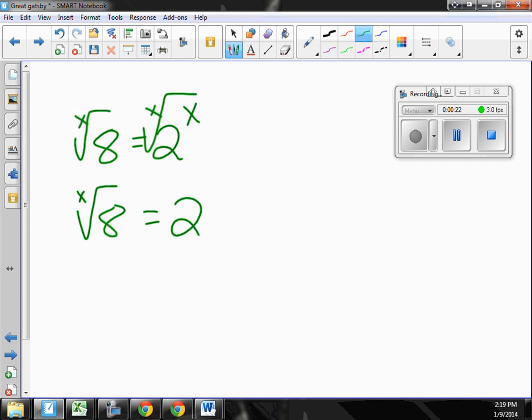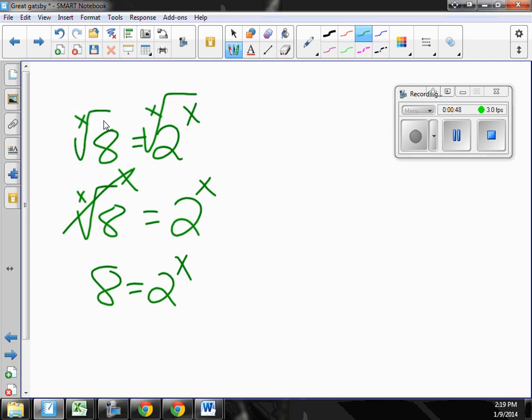Well, how do you separate the x from the root? You raise it to the x. So I raise it to the x, and these cancel, and I get 8 equals 2 to the x. So that didn't work. In fact, you don't know how to separate them. That's what this chapter is dealing with.